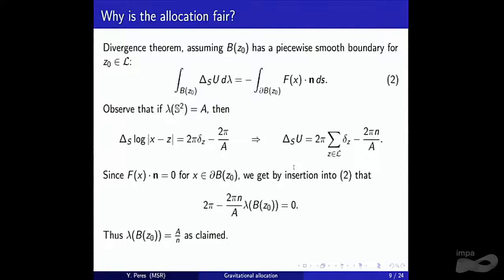Now, as I said, the right-hand side is 0, so the left-hand side must be 0 as well. So when you integrate this over a basin, there's only a single star in the basin. So from this integral, you just get a 2 pi term, because there's a single star. And from this term, you'll get 2 pi n over A times the area of the basin. So that's it. This equation, you can solve for the area of the basin, and it's exactly A over n for each basin.